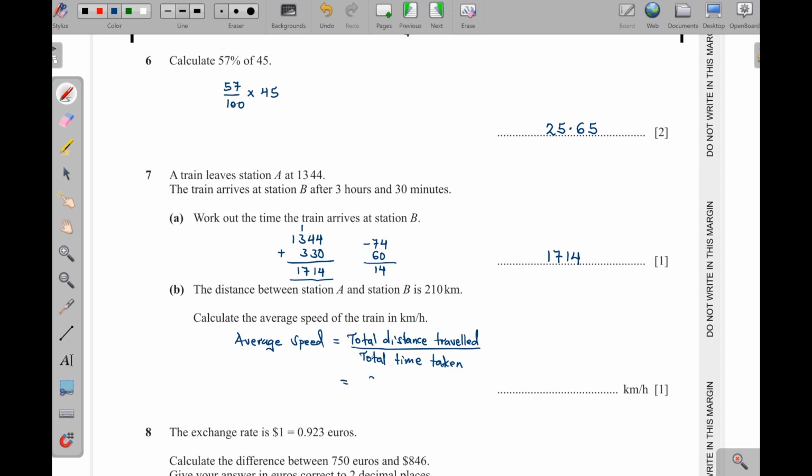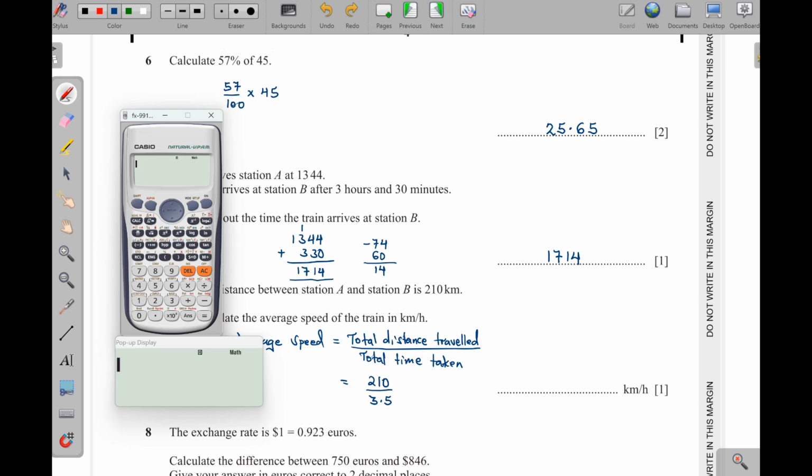Now the total distance traveled is 210 kilometers. Total time taken is 3 hours and 30 minutes. So remember, time has to be in what? In hours. So I will say 3.5. Okay? Because 30 minutes is half an hour. So it's 30 out of 60, that is 0.5. So when I add it on the 3, then it becomes what? 3.5. So what do we get here? 210, then divide by 3.5. This one gives us 60.